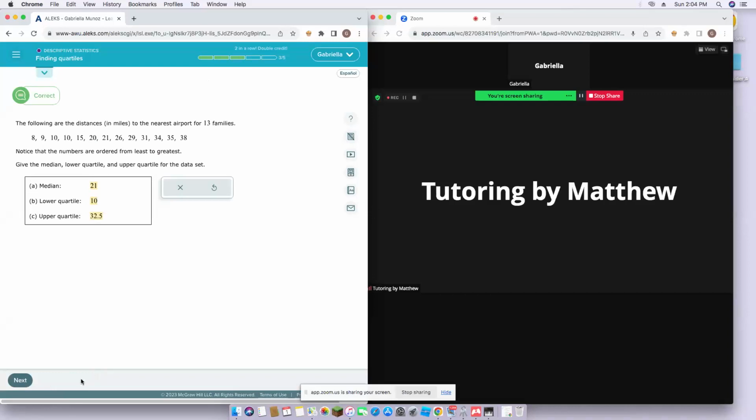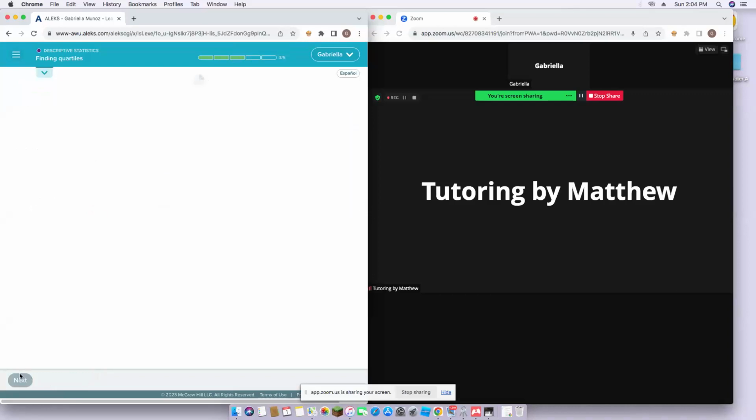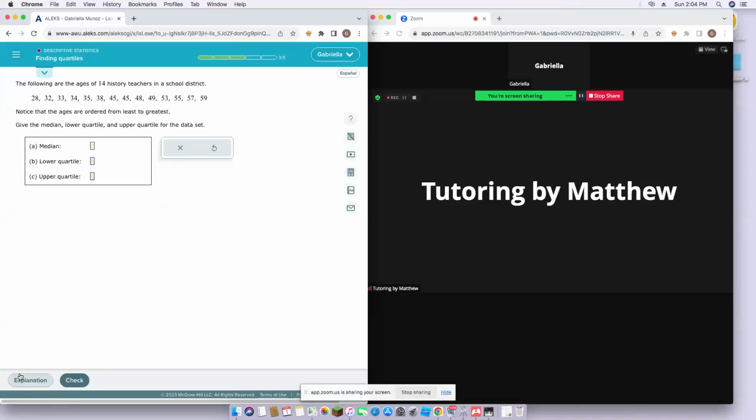That's where I was getting thrown off, like with the odd ones. I was getting the evens, but with the odds, it was just not happening. Okay, so this has 14 numbers. So the median is going to be the 7th and the 8th number.